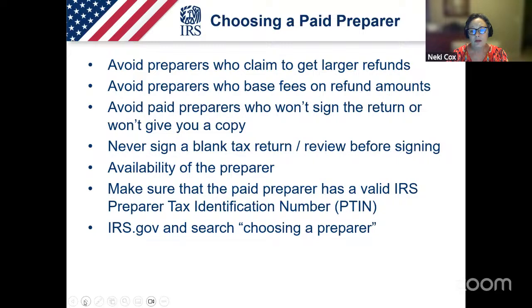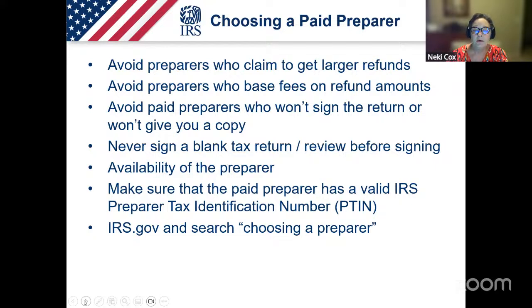Second, you want to avoid preparers who base their fee on the amount of your refund. And then also you want to avoid preparers who will not sign a tax return or won't give you a copy for your records. Also, you never want to sign a blank tax return, and you never want to sign a completed form without reviewing it and making sure that you understand that tax return.